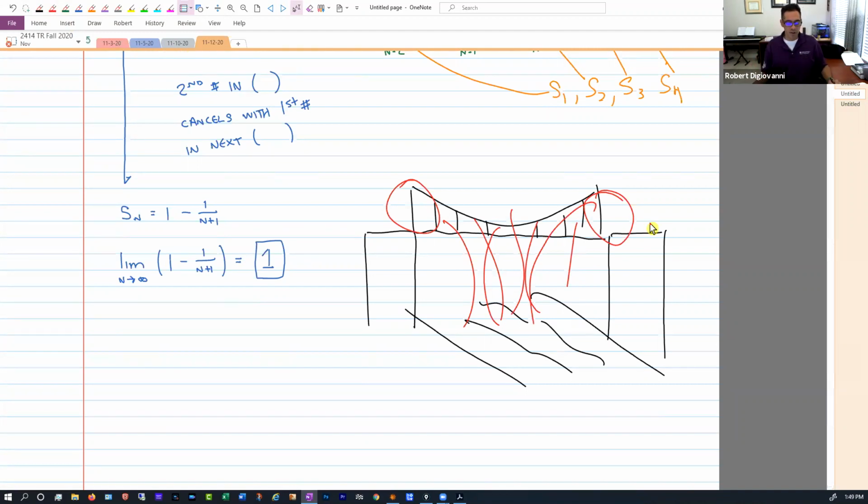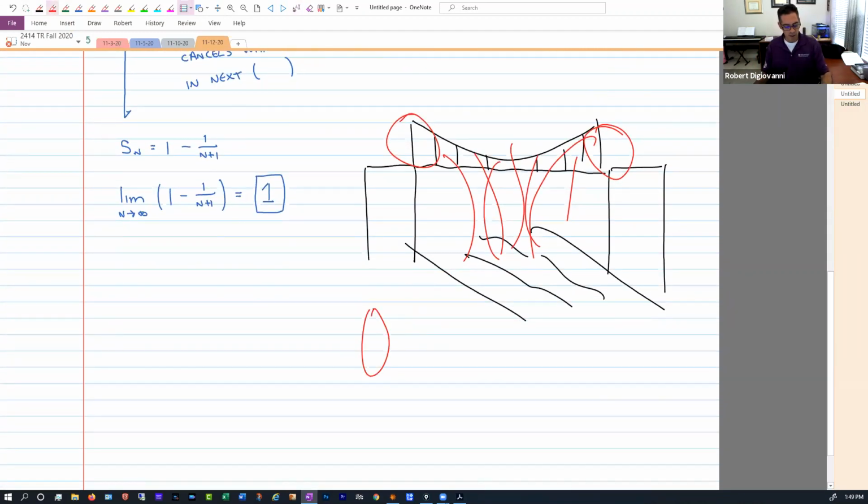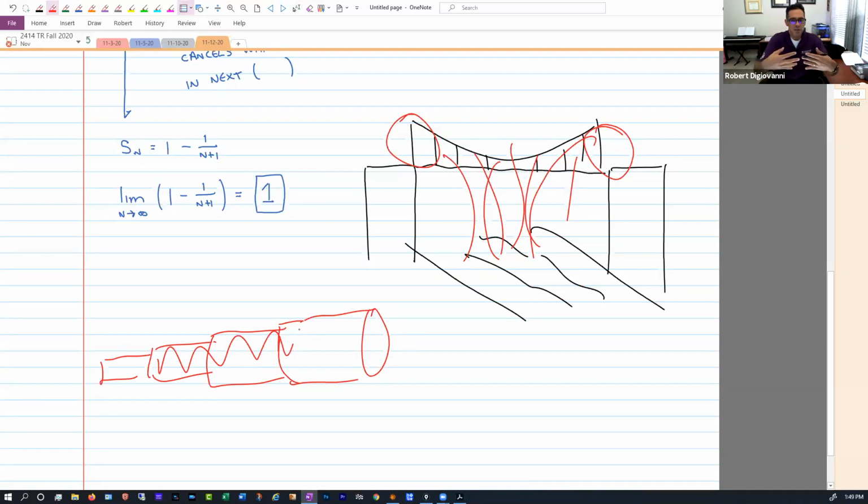You could also think about it this way: old school telescopes. They would pull them out, you know what I'm talking about? They pull them out, and they look around, and they close them up. So what happens here is when you close something like this, all the inside goes away, right? And you just get the two ends coming together. That's the idea.